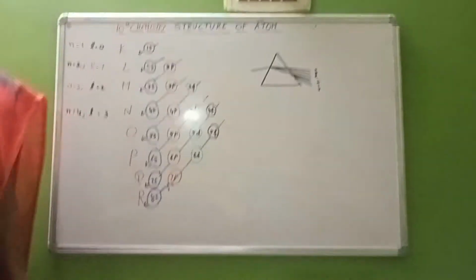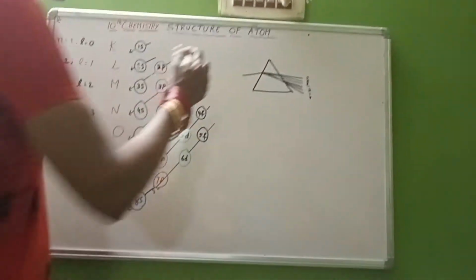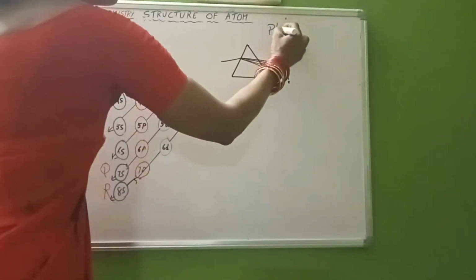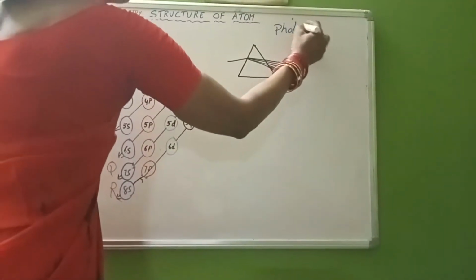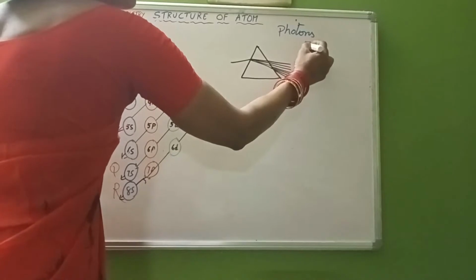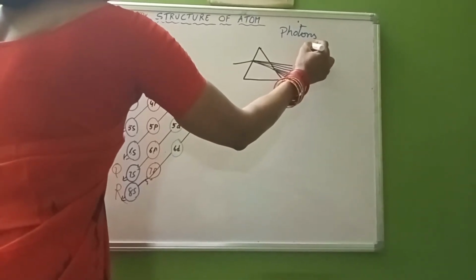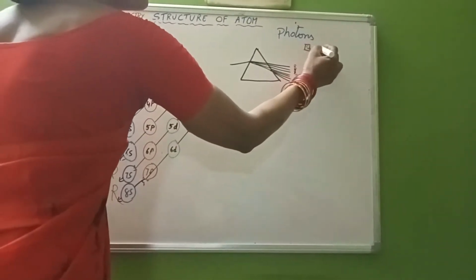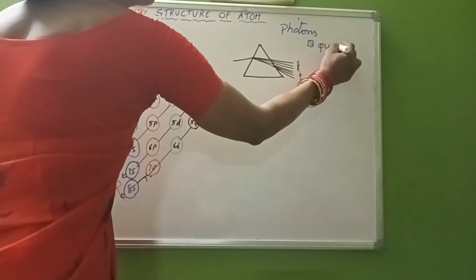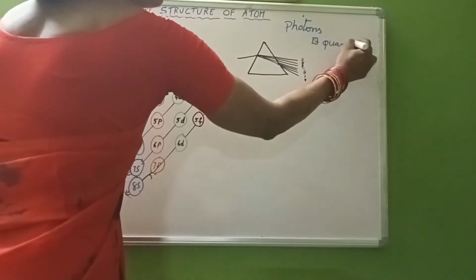Now we are going to learn about electromagnetic radiations and the spectrums. Light rays consist of tiny particles which we call photons. Each photon, this tiny particle, carries some quantity of energy, that is what is called a quantum. The plural is quanta.